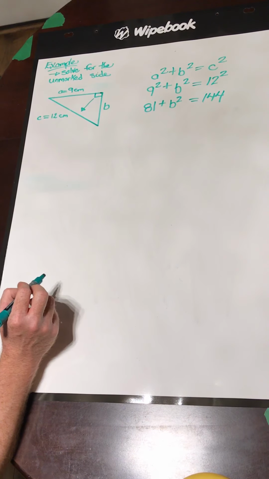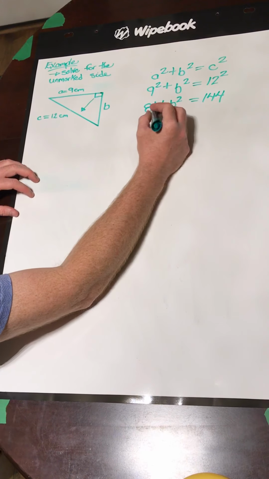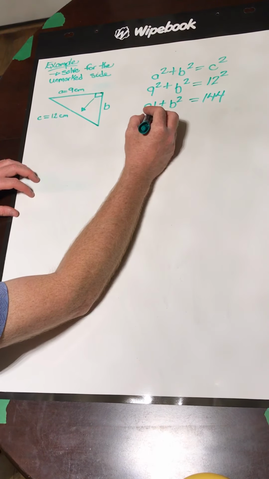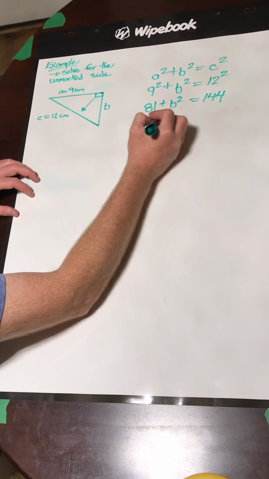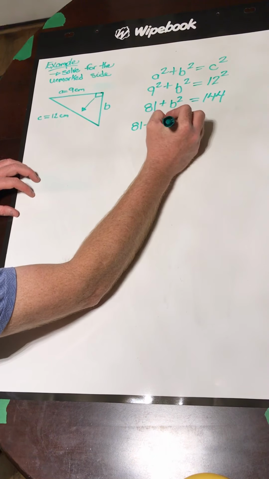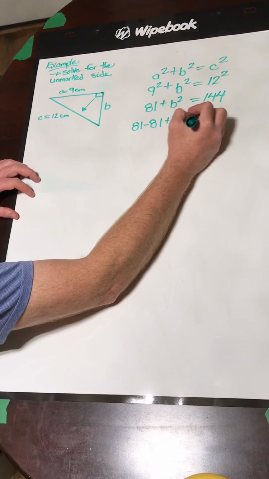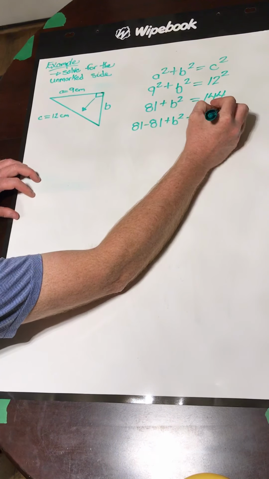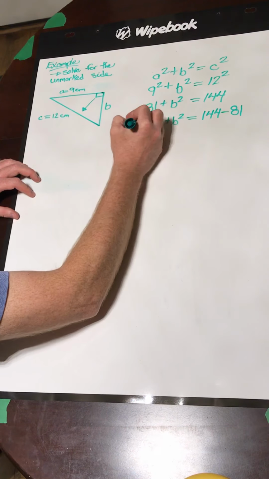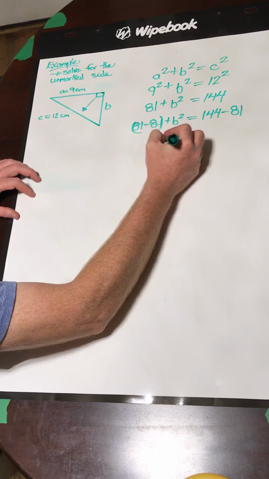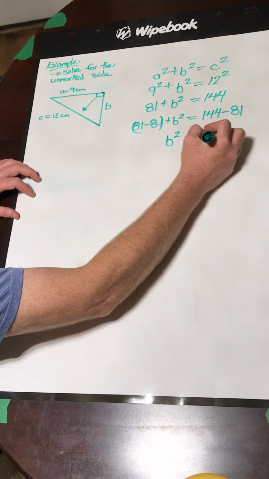Okay, so I need to isolate for B squared. So what am I going to do? Well, I'm going to get B squared by itself. In order to get B squared by itself, I need to get rid of this 81. So in order to get rid of this 81, I'm going to subtract 81 from the left side, but as we know, whatever you do to one side, you must do to the other. So I must also subtract 81 from the right side. This cancels out here, and I'm left with B squared is equal to 63.